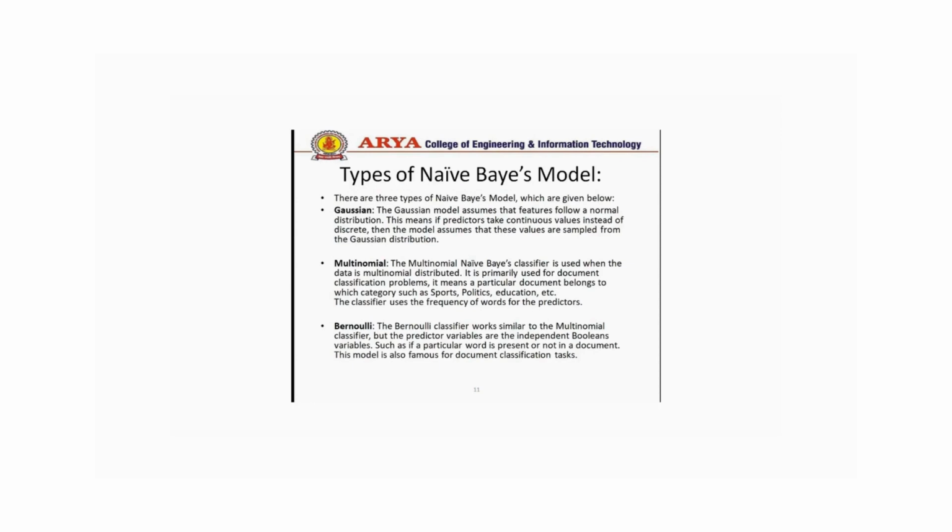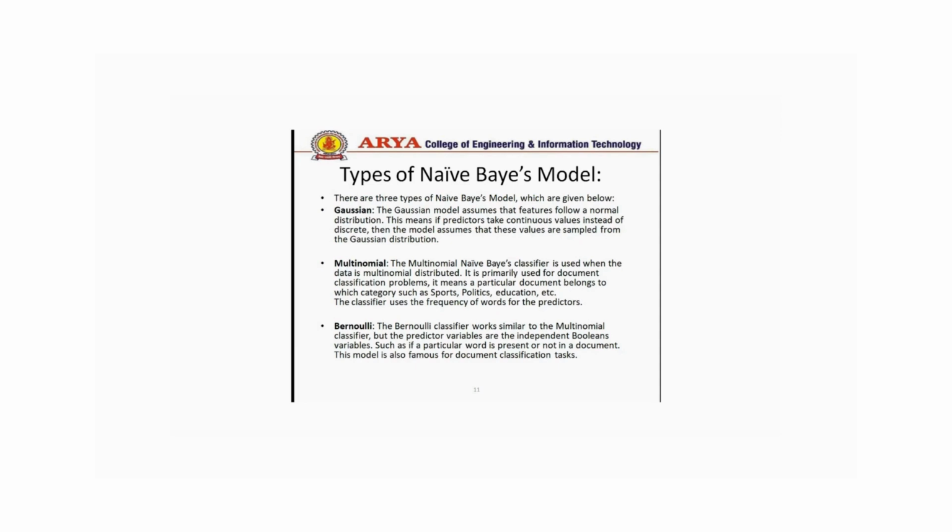Now the types of naive-Bayes model. We have three types of naive-Bayes model, which are Gaussian, multinomial and Bernoulli. The Gaussian model follows a normal distribution, meaning predictors take continuous values instead of discrete. The model assumes that these values are sampled from the Gaussian distribution. The multinomial classifier is used when the data is multinomially distributed. It is primarily used for document classification problems, meaning a particular document belongs to which category, such as sports, politics, education, etc.